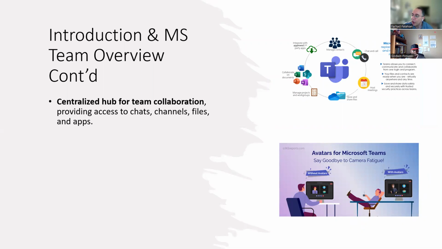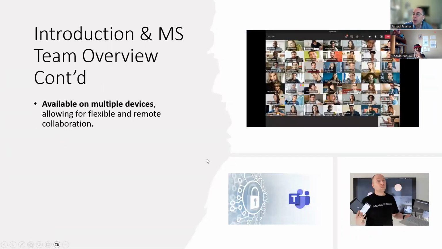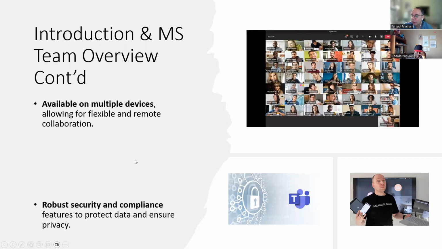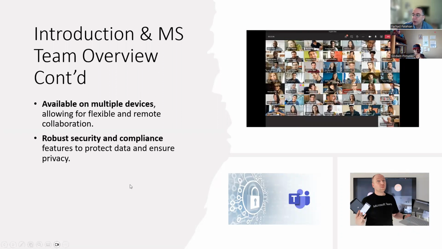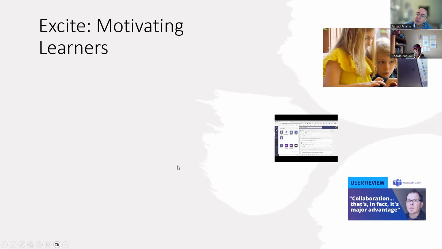It is also a centralized hub for team collaboration and integration with other Microsoft 365 apps such as Outlook, SharePoint, and OneDrive. It is also customizable and adaptable to different team needs and work styles. Available on multiple devices with robust security and compliance. Also suitable for a wide range of organizations from small to large enterprises. But let's explore the Excite.